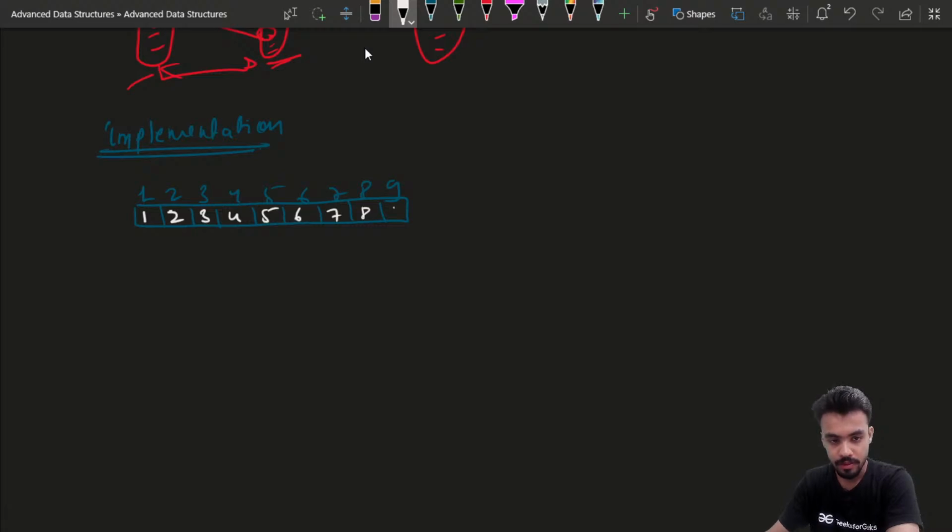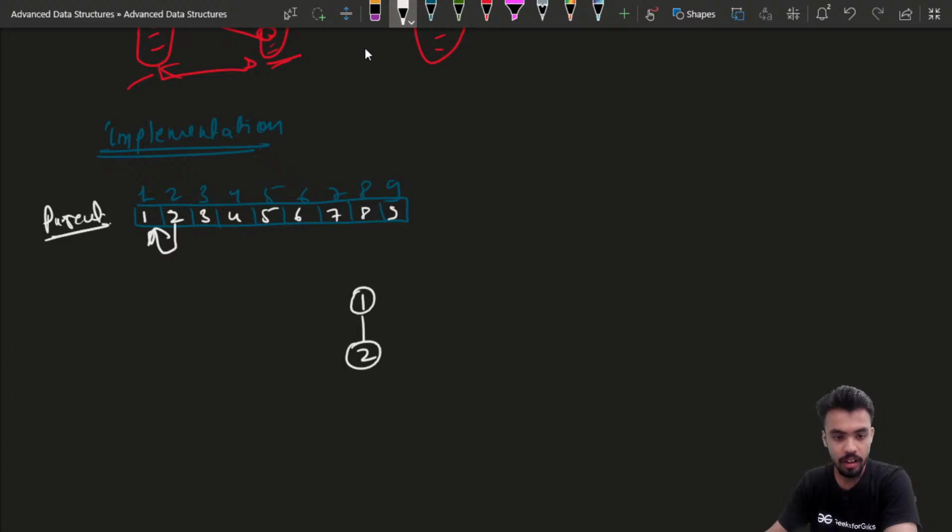Now suppose one is getting connected to 2. The parent of 2 is changed to 1, and we reflect that in our parent array. So if the parent of 2 is getting changed to 1, here instead of 2 we will have 1.